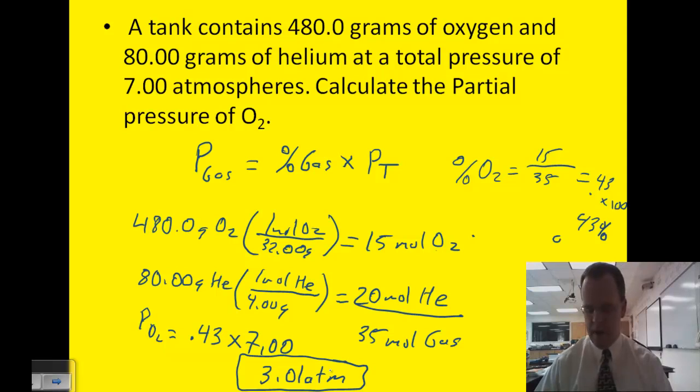So there are a couple of example problems using Dalton's law of partial pressures. We'll run into this most often when looking at lab data where we collected gas over water and have to subtract out the vapor pressure of water from the total pressure to find the pressure of the dry gas.